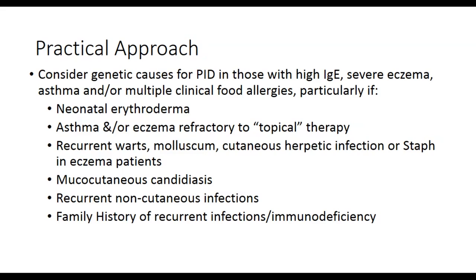If you're at a point where you're thinking of taking a systemic biologic for your asthma or your eczema and you have a high IgE, thinking about a primary immunodeficiency is a reasonable thing to do with some basic screening that I'm going to talk about in the next slide. Certainly, though, patients who have severe recurrent skin infections that are viral mediated or severe staphylococcal abscesses, recurrent fungal infections, recurrent non-cutaneous infections, a lot of lung infections, a lot of sinus infections, or certainly any deeper tissue infections should prompt more investigation.